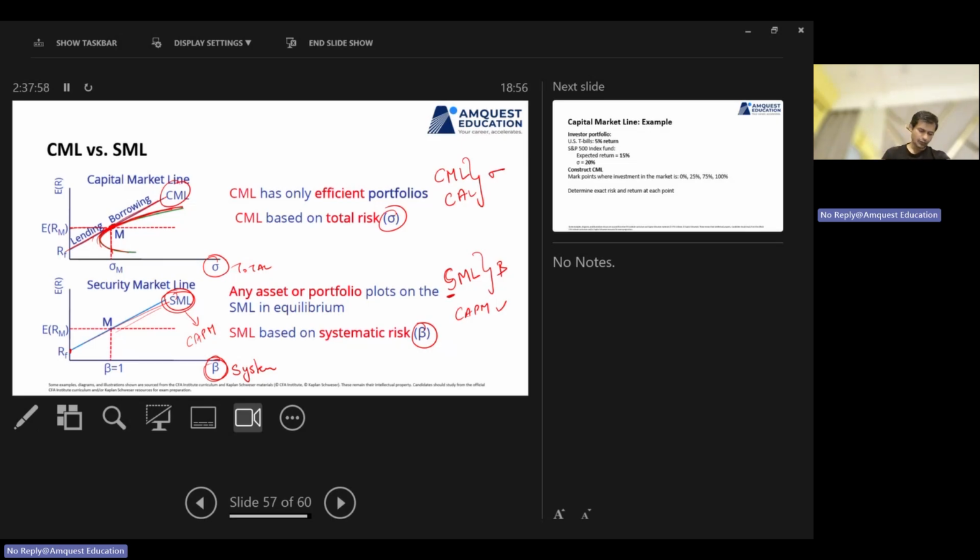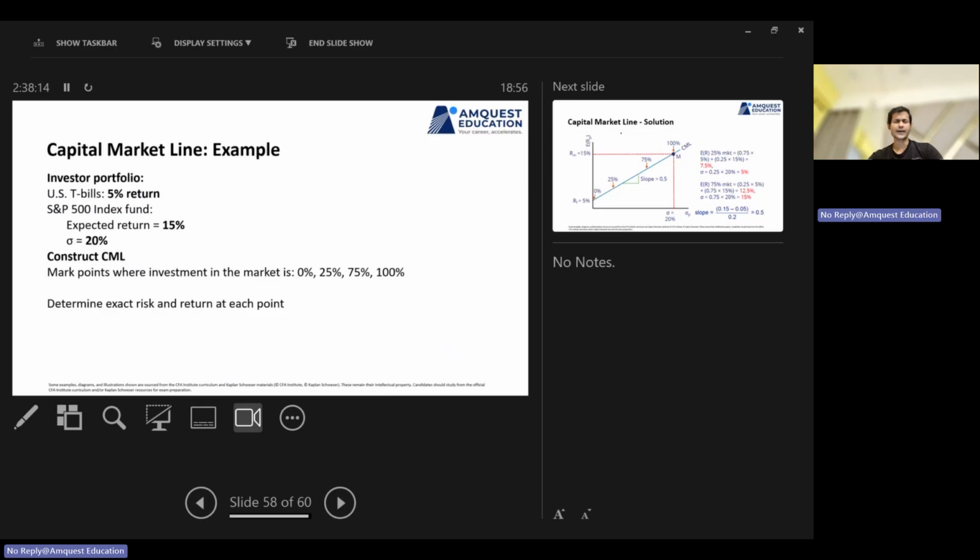Obviously both have a starting point of RF and both go upwards, but one goes upward with regard to deviation and one goes upwards looking at systematic risk, beta. Clear? That's an important theory that you should understand. And just like how I computed the CAPM for you, I can also compute the CML for you.